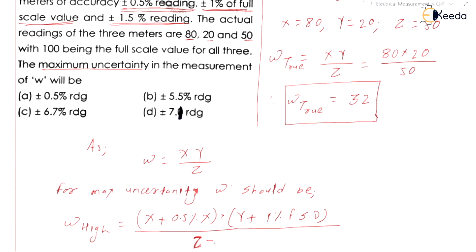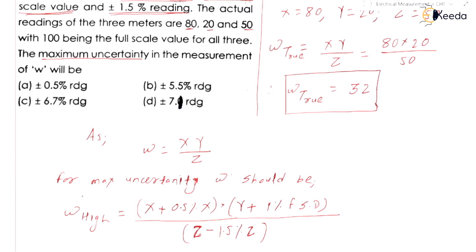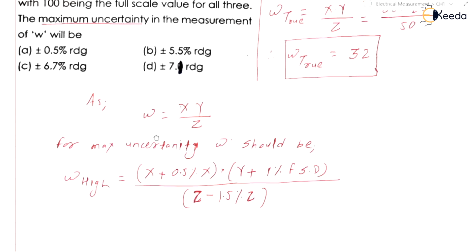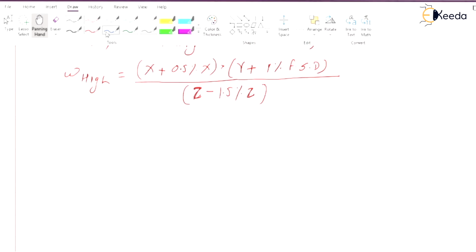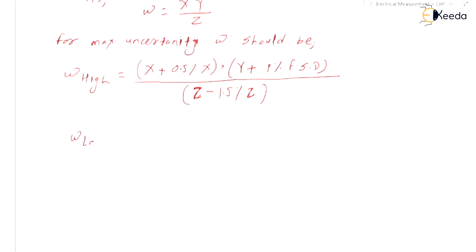So z minus, okay, into 1.5% of reading they have given, so of z. Okay, in this way we can find, right? So either we need to find this w high, or we can find w low. For w low, here it should be minus, here it should be minus, here it should be plus. Okay, so we can write either w high or w low. I am writing it as again w low.